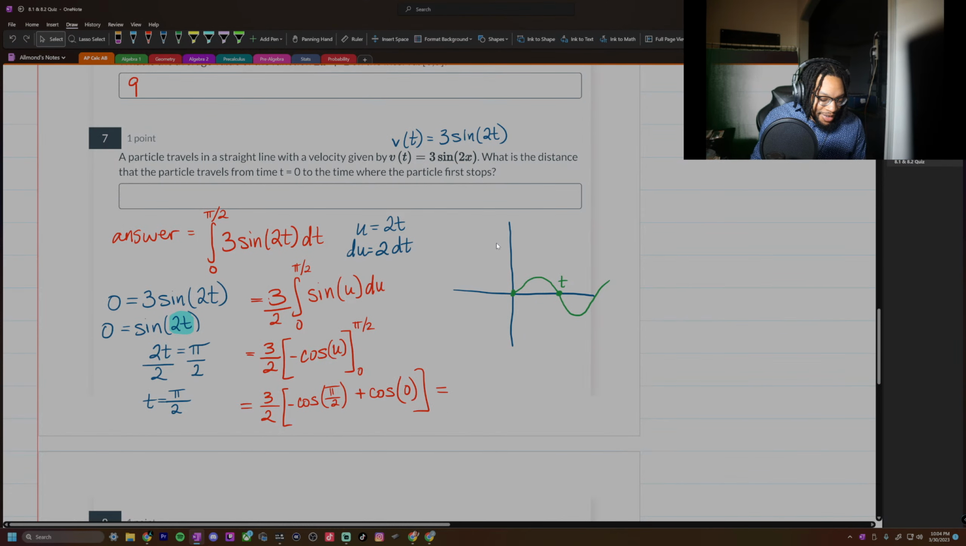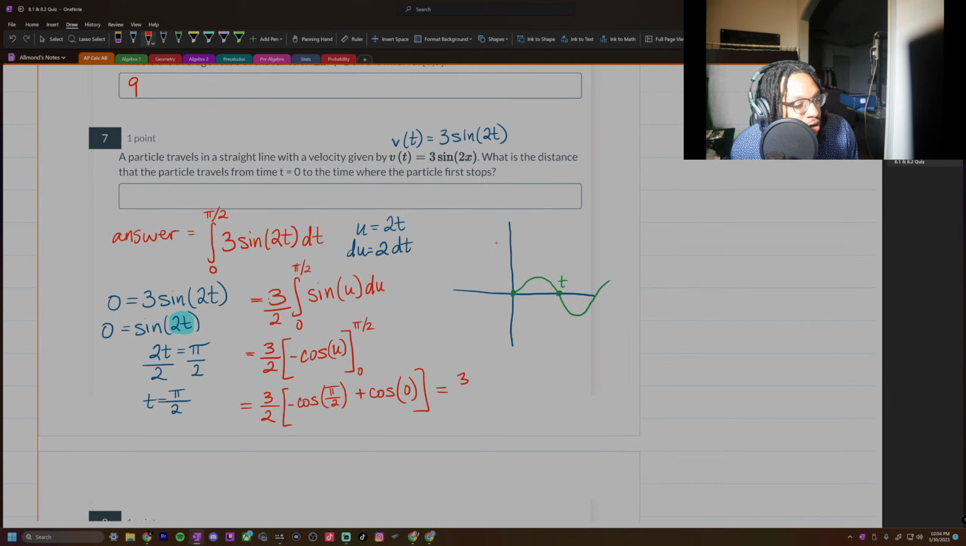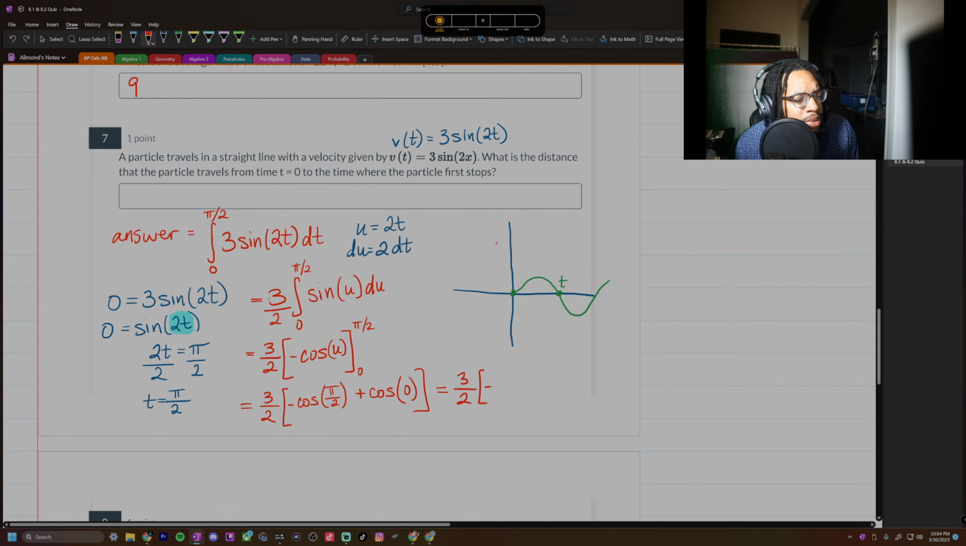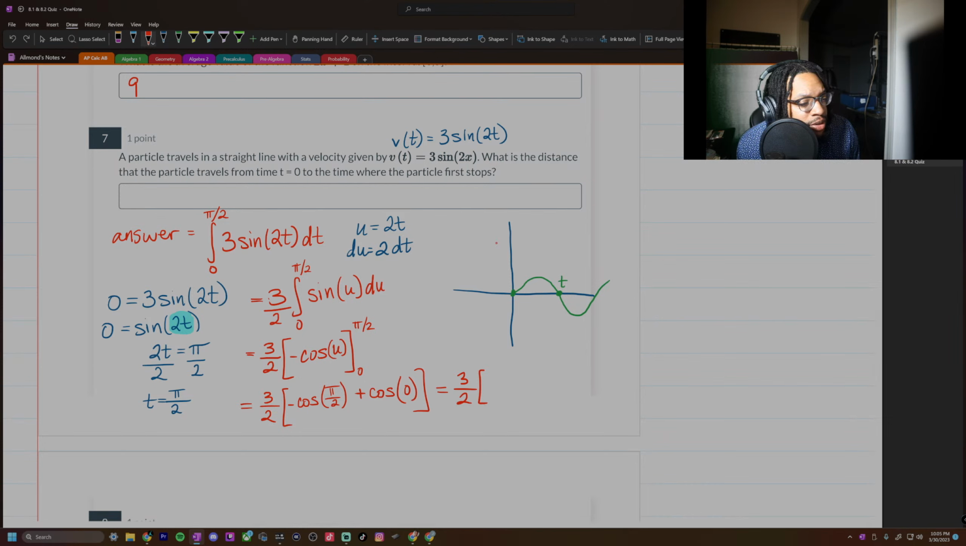All right. So, what is cosine of pi over 2? That's 1. So, negative 1 plus the cosine of 0. Whoa. Backtrack. I think I just messed up. Cosine of pi over 2, that's 0. Cosine of pi over 2 is 0. I almost messed up on camera. Plus the cosine of 0, which is 1. So my final answer I'm getting is 3 over 2 or 1.5.